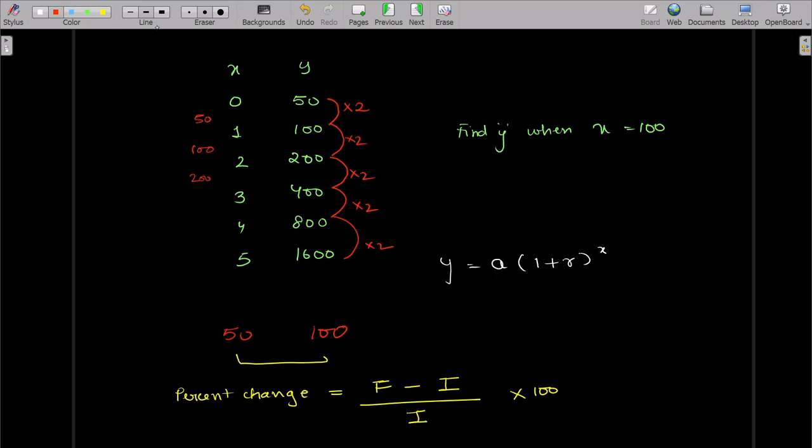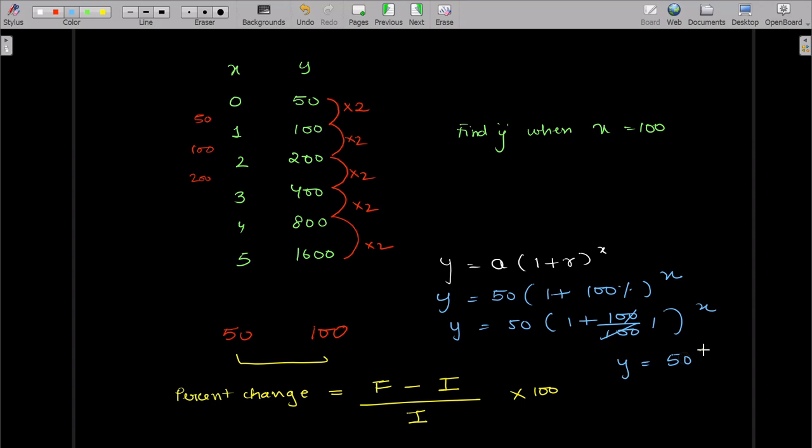So the formula here will be y is equal to a, what is a, Anika? The initial amount is 50, I think. 50. So 1 plus the rate, which is 100%, raised to x. So y is equal to 50 times 1 plus 100%, which is 100 over 100, which is just 1. So y is equal to 50 times 1 plus 1, which is 2. So this will be the equation.